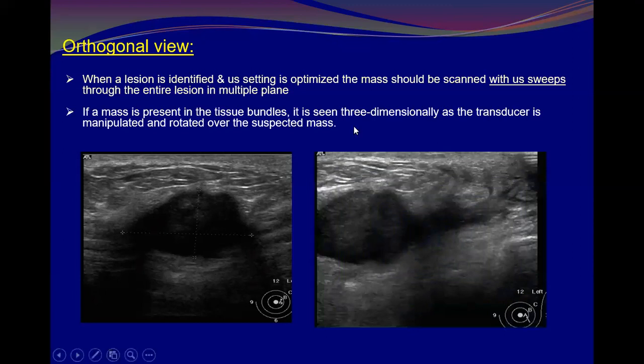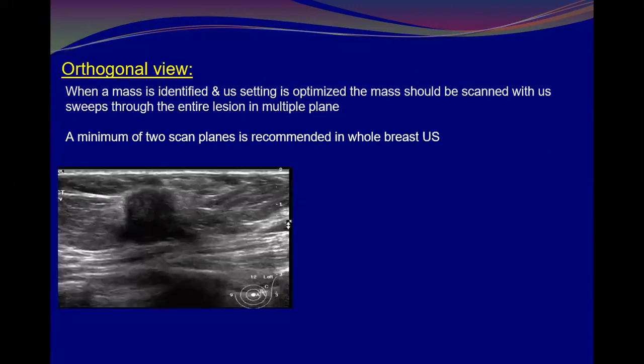Look here, by orthogonal view, you can see the ductal extension up to the nipple region. Here is a suspicious lesion. With this ductal extension, I will upgrade it from 4C to BI-RADS 5. So it really is important to sweep and to angulate throughout the lesions. Again, all these are my cases.